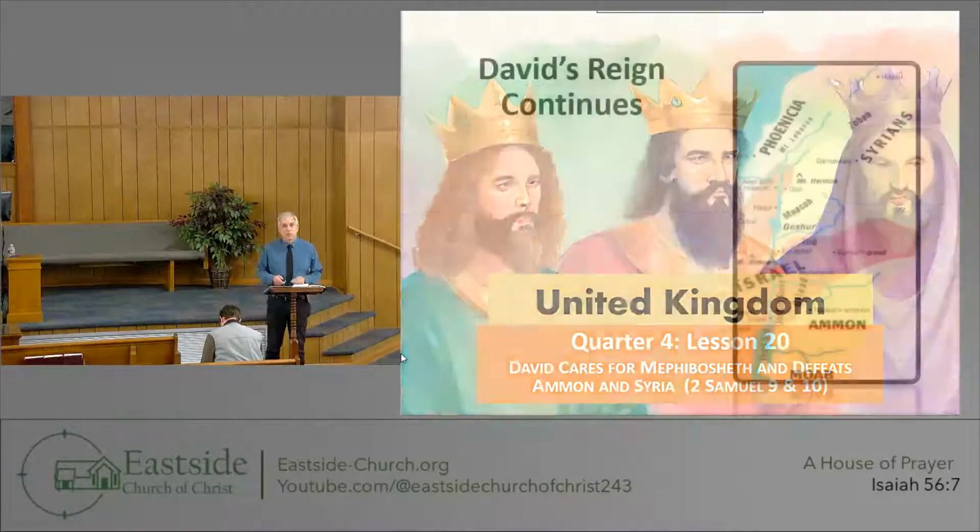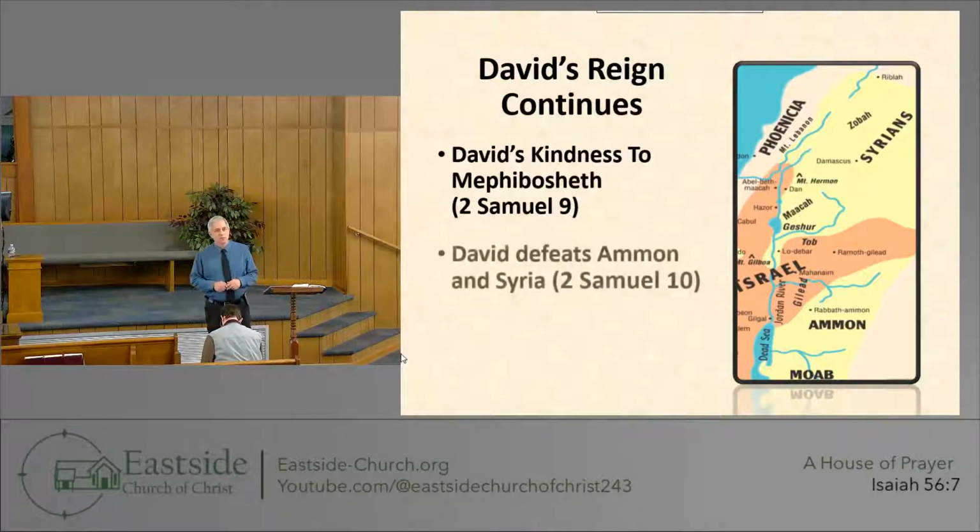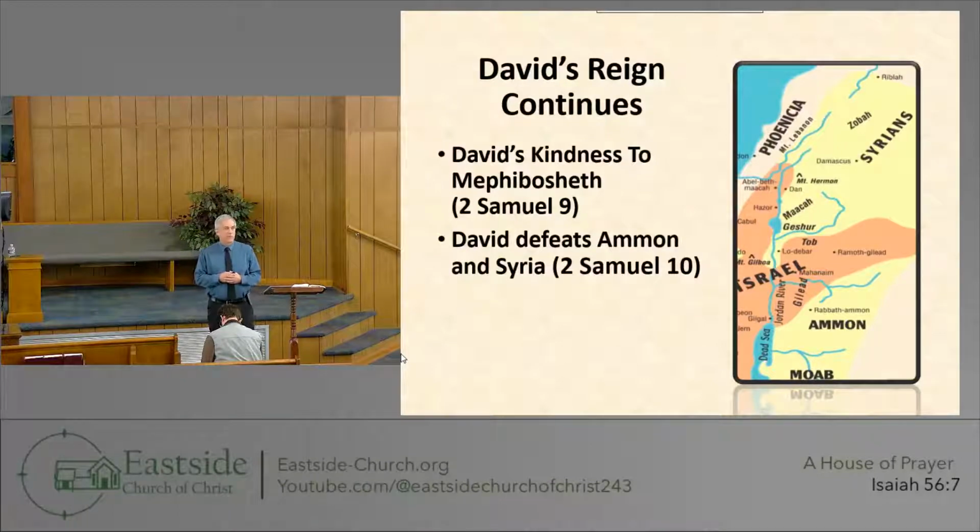So again, we'll be looking at David's kindness to Mephibosheth in 2 Samuel chapter 9 and him defeating Ammon and Syria in 2 Samuel 10. The map there is of where Ammon and Syria were.